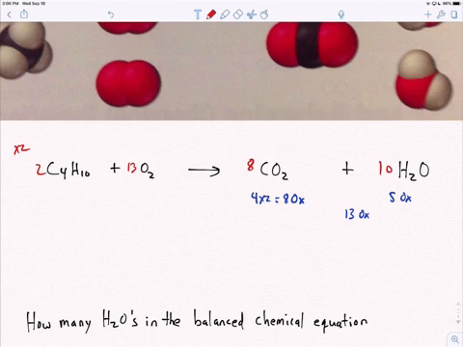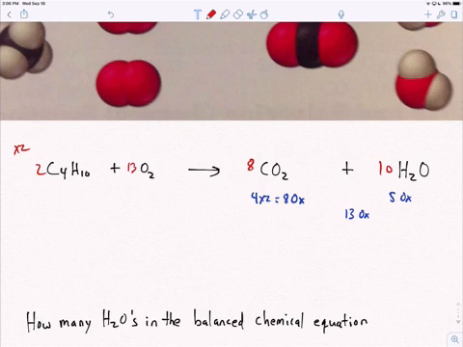Now this is balanced, so you have the same number of each type of atom on both sides of the equation. For carbon, 2 times 4 is 8, 8 times 1 is 8, so 8 carbons. Hydrogen, 2 times 10 is 20, 10 times 2 is 20, so 20 on both sides. Oxygen, 8 times 2 is 16, plus 10 times 1, so 26. 13 times 2 is 26. So we have the same number of each type of atom on both sides of the chemical equation, and therefore this is now balanced.